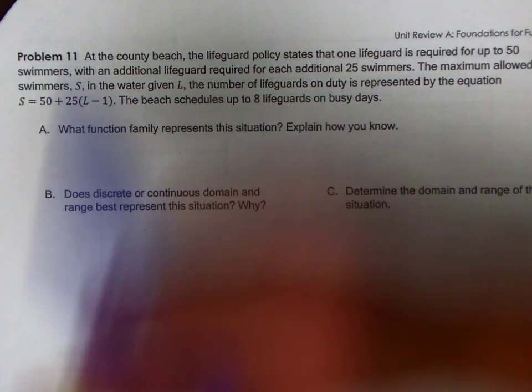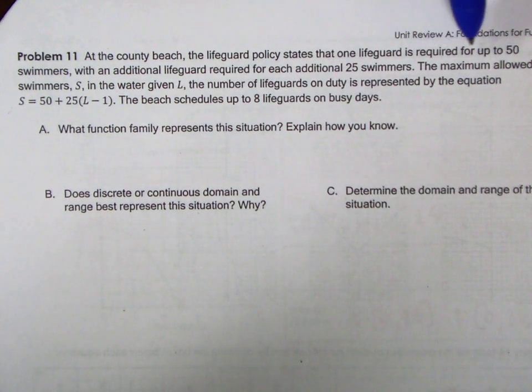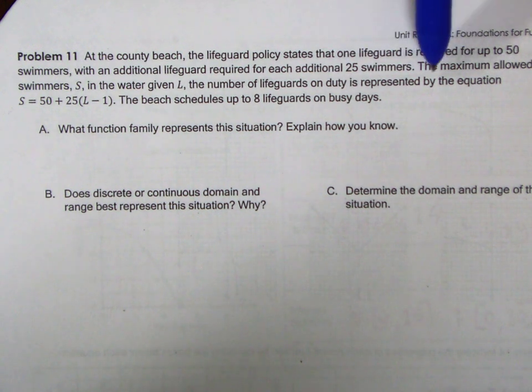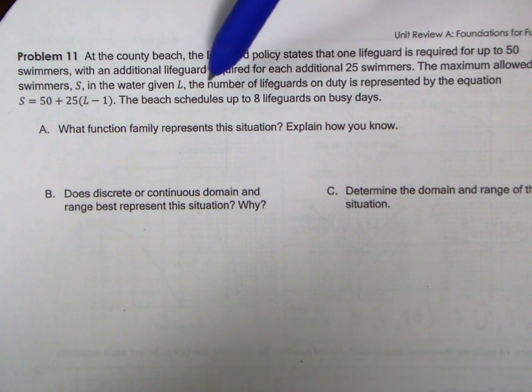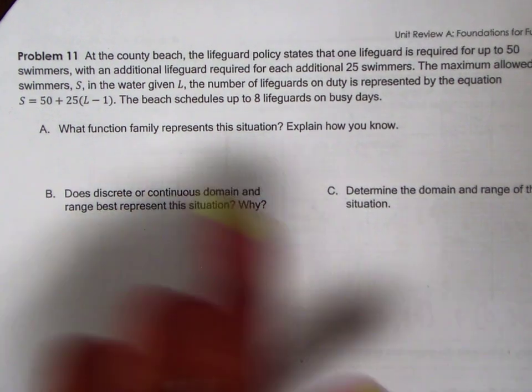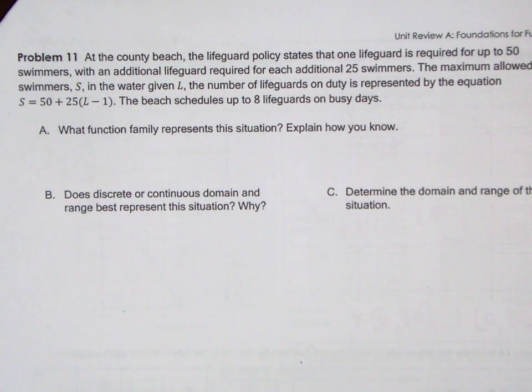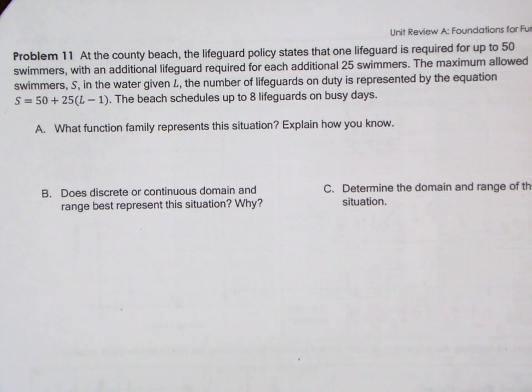All right, at the county beach, the lifeguard policy states that one lifeguard is required for up to 50 swimmers, with an additional lifeguard required for an additional 25 swimmers. The maximum allowed swimmers, S, in the water given L, the number of lifeguards on duty, is represented by this equation. The beach schedules up to 8 lifeguards on busy days.